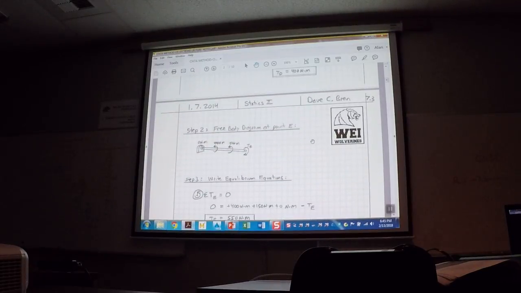I don't think I've got one of these torque problems on the homework, but it's good to see it.